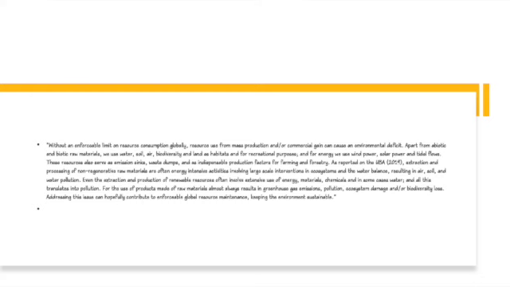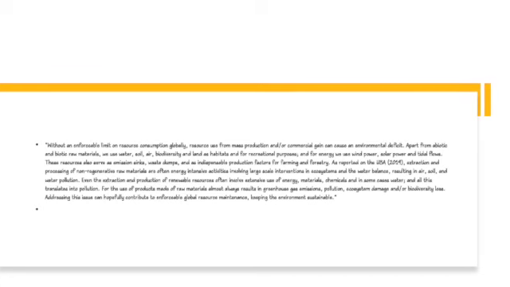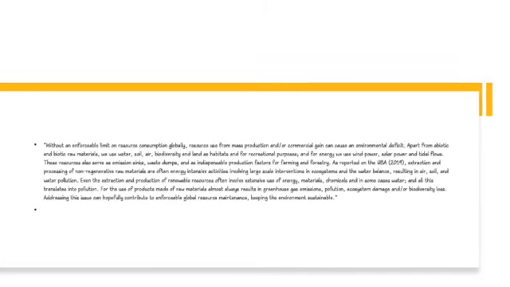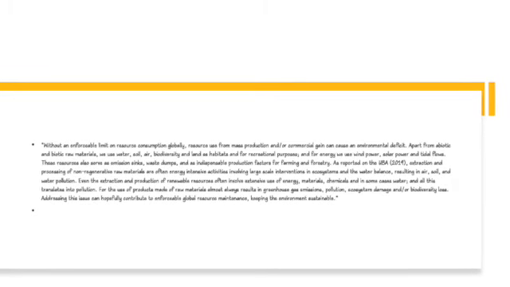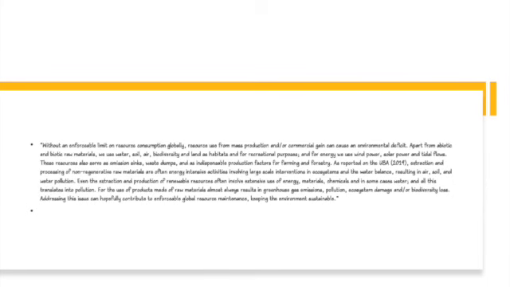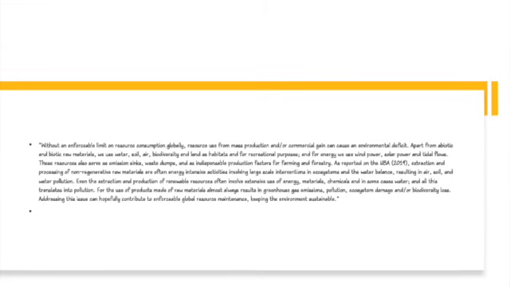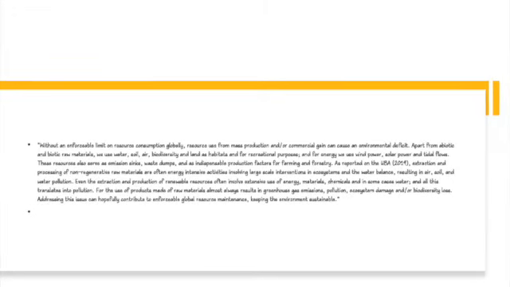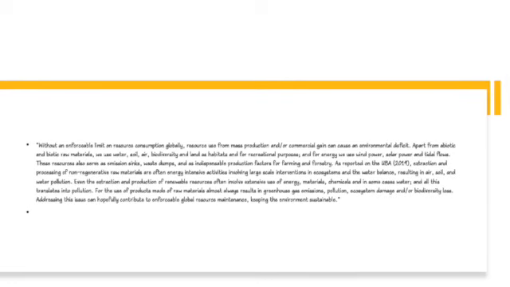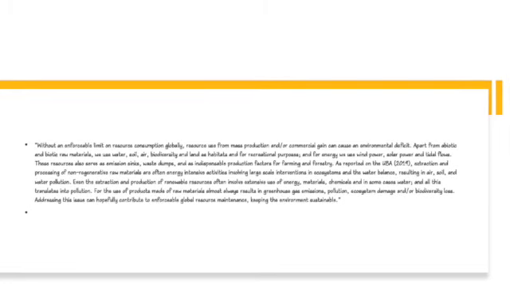Without an enforceable limit on resource consumption globally, resource use from mass production and/or commercial gain can cause an environmental deficit. Apart from abiotic and biotic raw materials, we use water, soil, air, biodiversity, and land as habitats and for recreational purposes. And for energy, we use wind power, solar power, and tidal flows. These resources also serve as emission sinks, waste dumps, and indispensable production factors for farming and forestry.